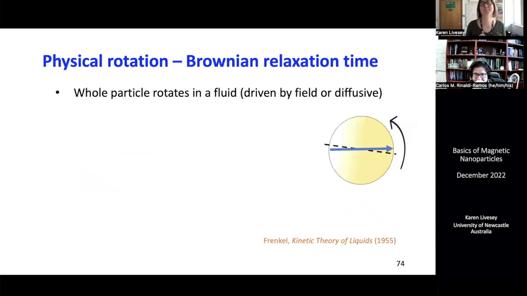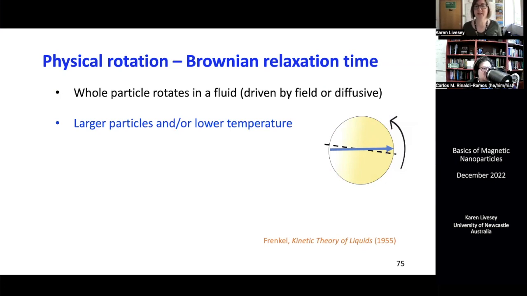All right, let's move on to Brownian relaxation, which you may remember from about 5-10 minutes ago is the whole particle rotating. Obviously, the particles have to be in a fluid for that to happen. If they're frozen into a matrix, the particle can't physically rotate, but in a fluid, they can.